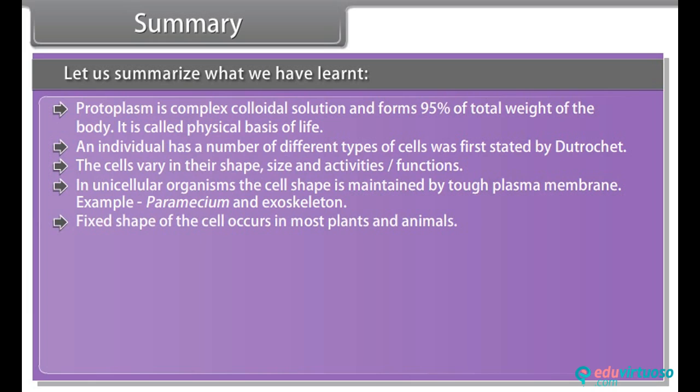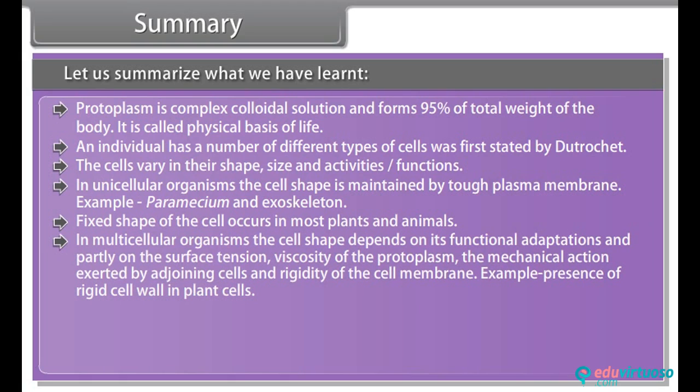Fixed shape of the cell occurs in most plants and animals. In multicellular organisms, the cell shape depends on its functional adaptations and partly on the surface tension, viscosity of the protoplasm, the mechanical action exerted by adjoining cells, and rigidity of the cell membrane. Example, the presence of a rigid cell wall in plant cells.